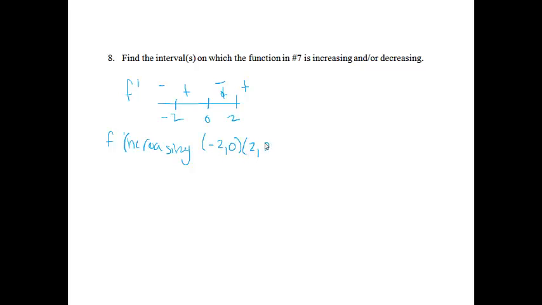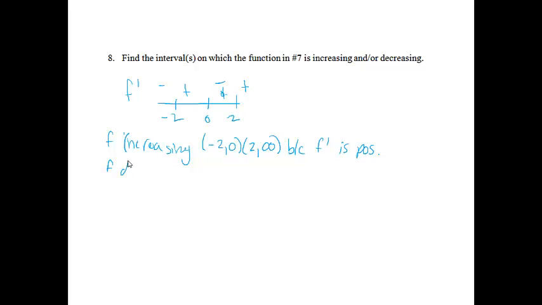Okay, question number 8. Find the interval on which the function in number 7 was increasing or decreasing. Okay, we already had our f prime chart from that one. Negative 2, 0, and 2. Negative, positive, negative, whoop, negative, positive. And so when I'm looking for where it's increasing, it's just going to be where the derivative is positive. So f will be increasing on the interval from negative 2 to 0, and then again from 2 to infinity. And that is because f prime is positive.